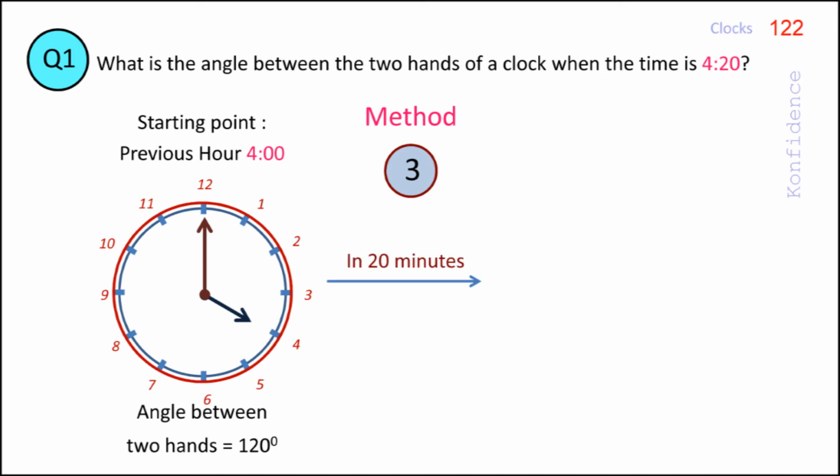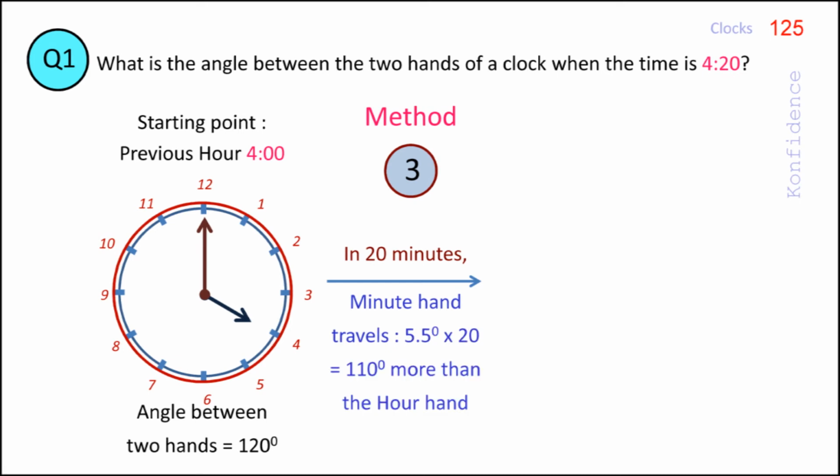In 20 minutes, the minute hand will travel 20 into 5.5, that is equal to 110 degrees more than the hour hand. The hour hand had a lead of 120 degrees, and the minute hand has made up 110 of those. Or the minute hand has reduced the lead by 110 degrees, just like a fast athlete gets closer to a slower athlete in a running race.